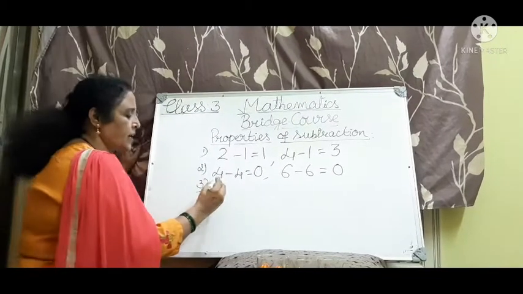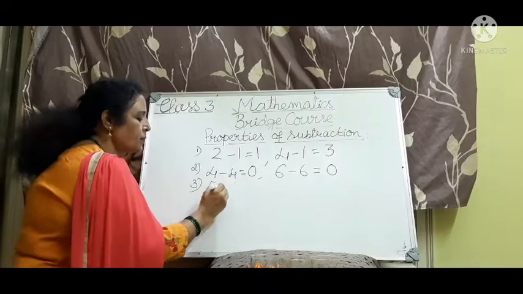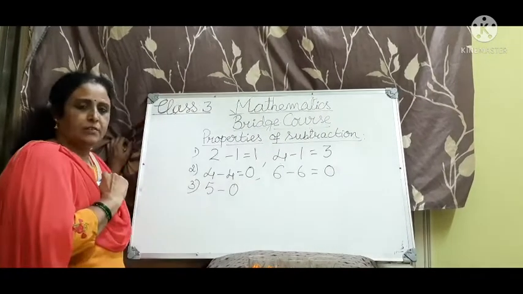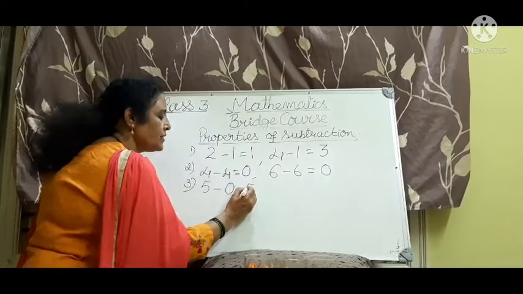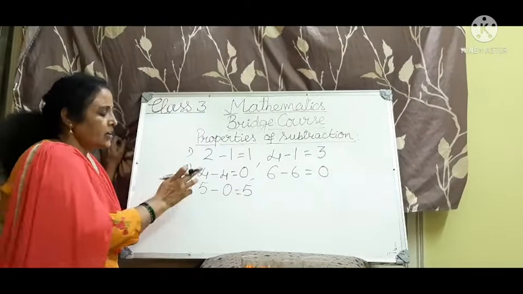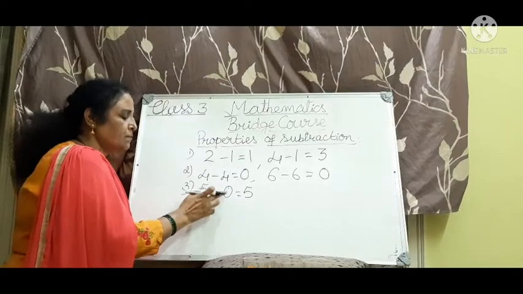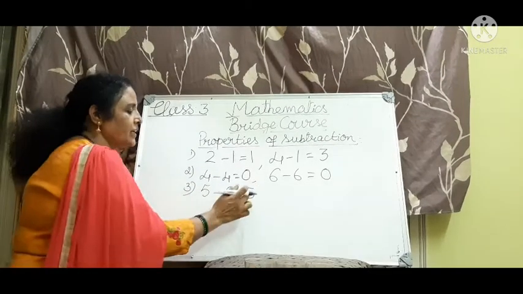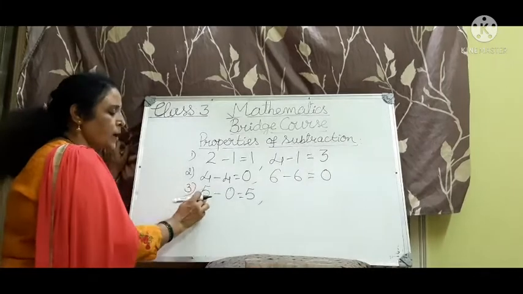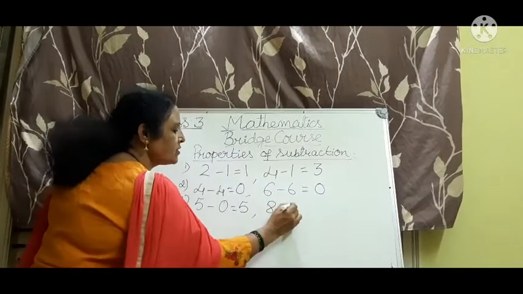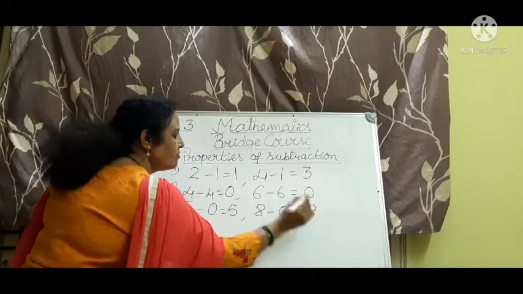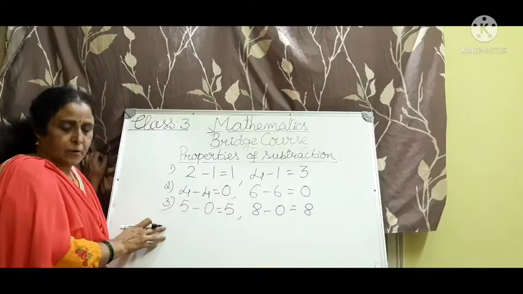If we subtract 0 from any number, we will get the same number. 5 minus 0 equals 5. 8 minus 0 equals 8. This is the third property.